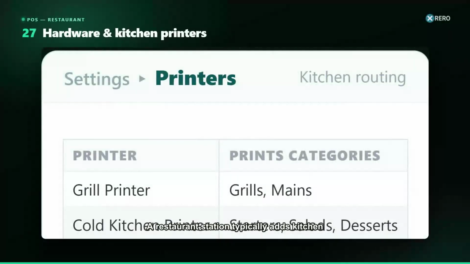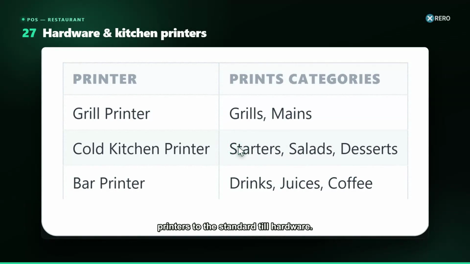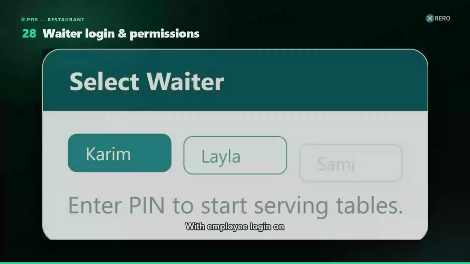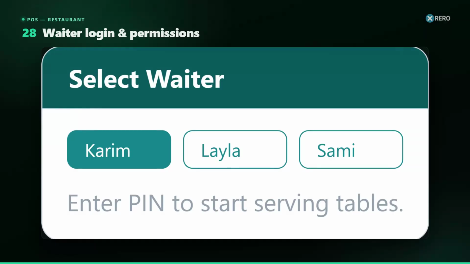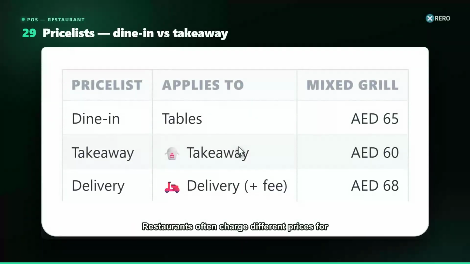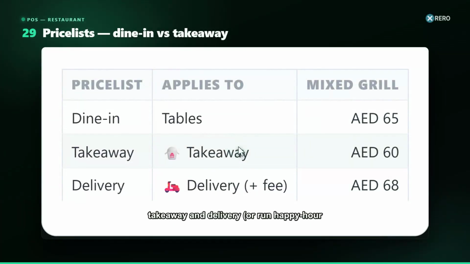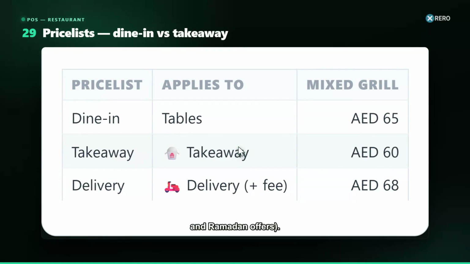A restaurant station typically adds kitchen printers to the standard till hardware. Route each menu category to the right printer, grill, cold kitchen, bar, so tickets print where the food is made. With employee logging on, each waiter signs in with a PIN or badge, so every order and table records who served it.